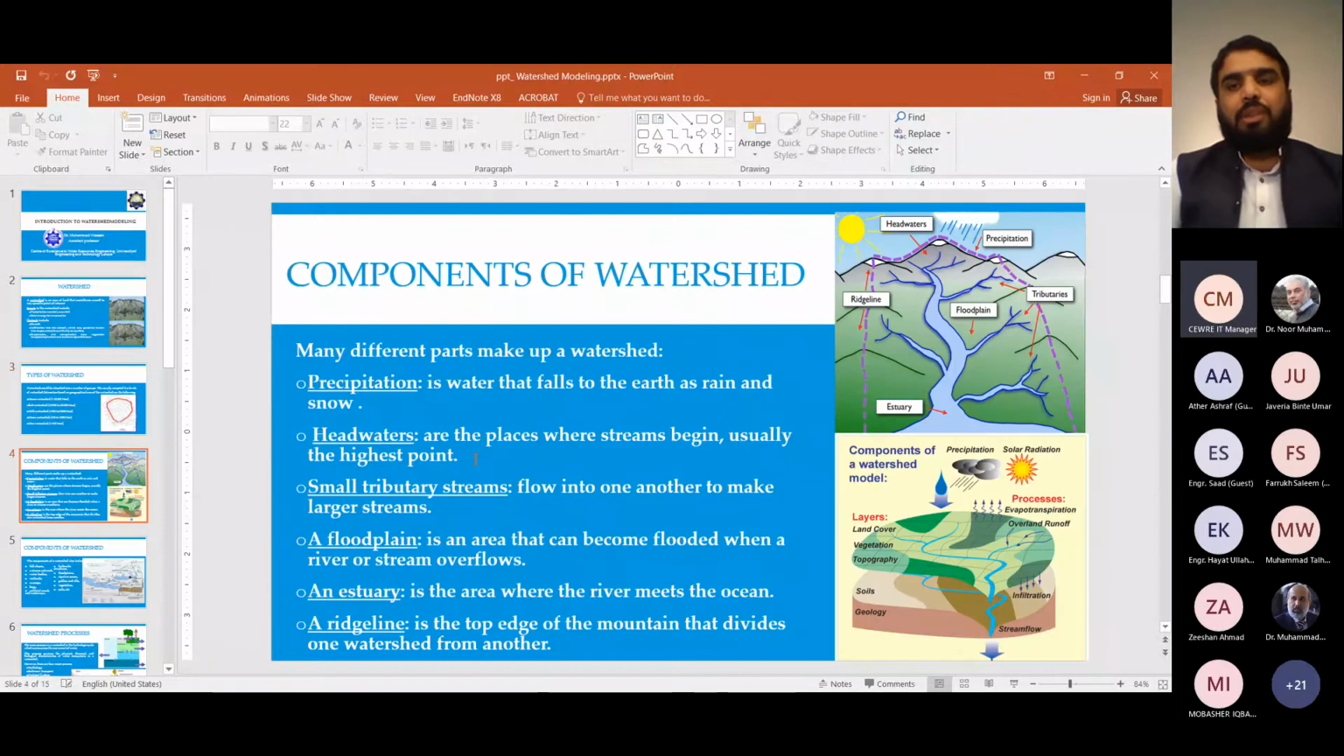The main component of the watershed, as we discussed earlier, is its input. Its input is in the form of precipitation. So anything falling from the atmosphere in liquid or solid form is called precipitation. So the main component of the watershed is the precipitation.